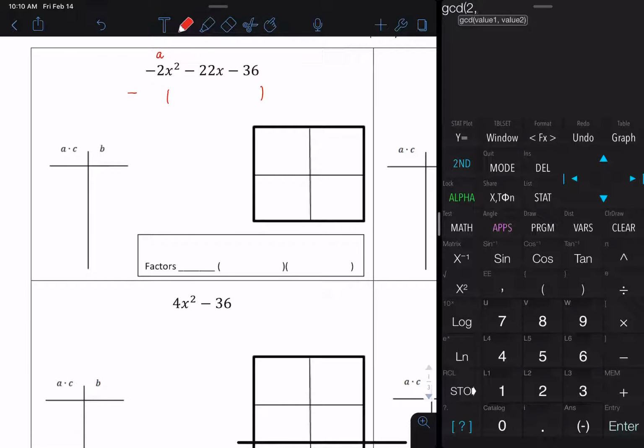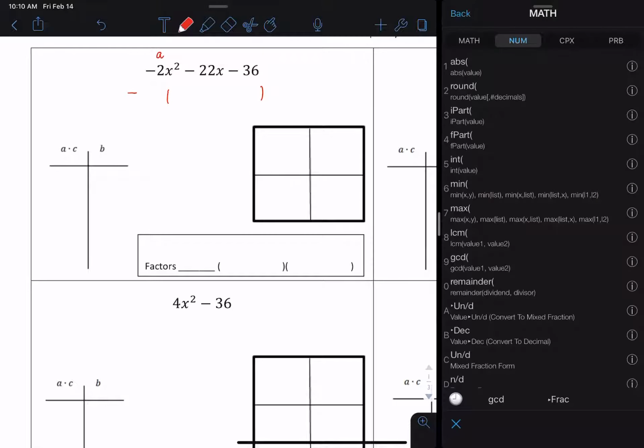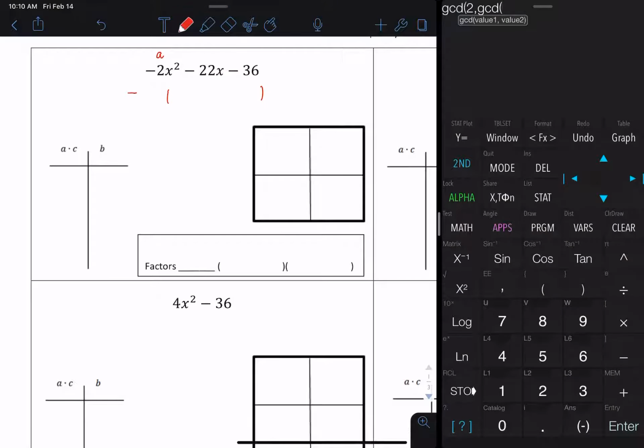So I GCD the first number, comma, math, GCD. Now I can type the other 2. So 22, comma, 36. Close the parentheses twice. The GCD of all those 3 numbers is 2. So I already took out a negative. I'm going to take out a 2 also.